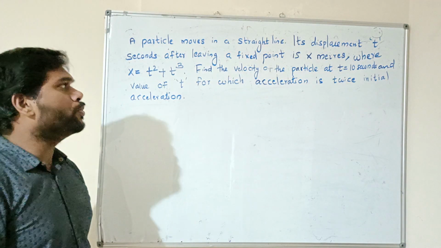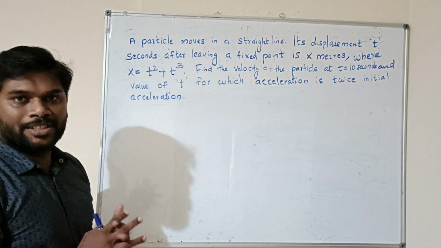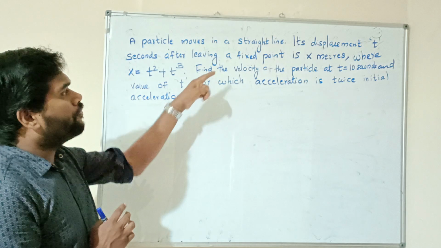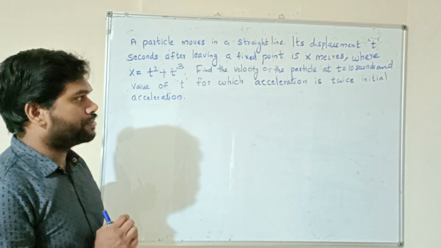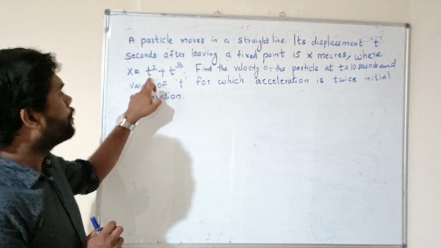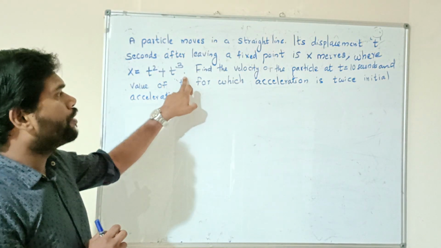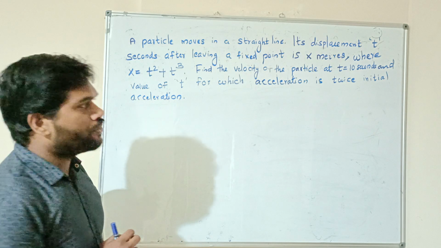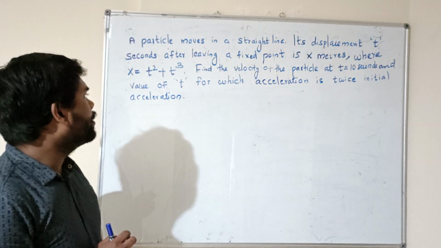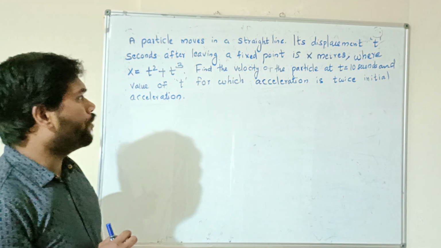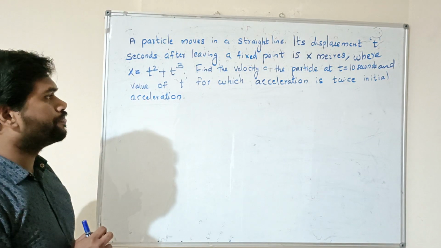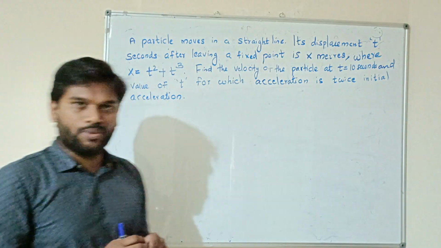A particle moves in a straight line. Its displacement t seconds after leaving a fixed point is x meters, where x is equal to t square plus t cube. Find the velocity of the particle at time t is equal to 10 seconds and value of t for which acceleration is twice initial acceleration. So there are two parts for this question.